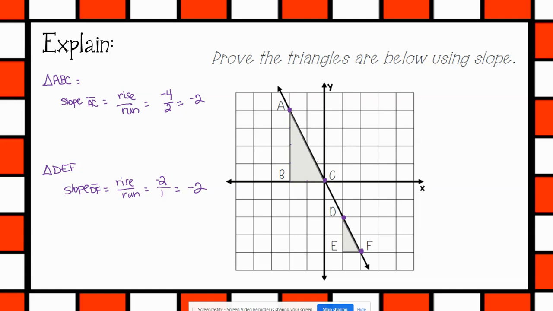Now, remember, slope is not the same as the distance between points. Slope is just how steep the line is. So these would have a steepness of -2.